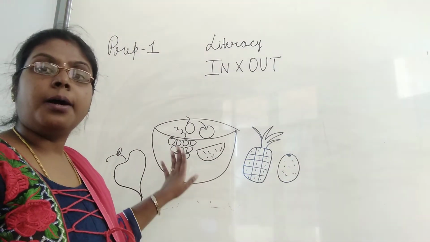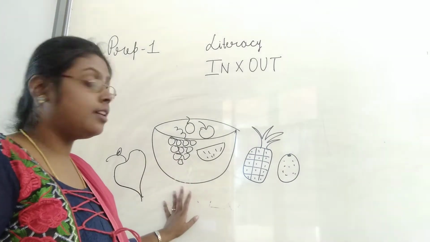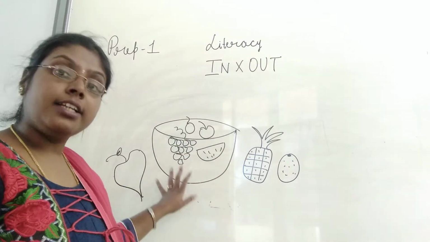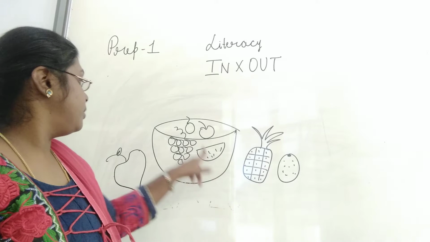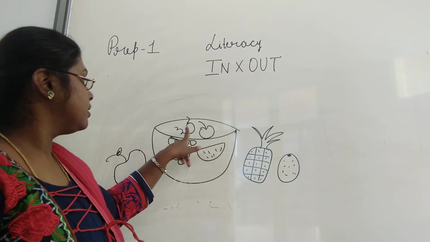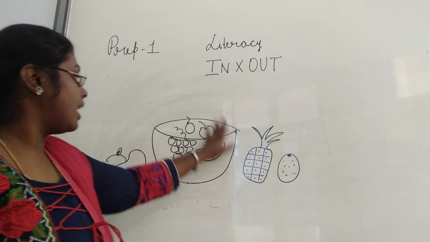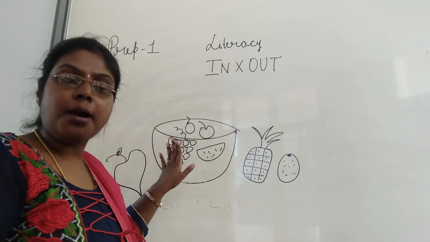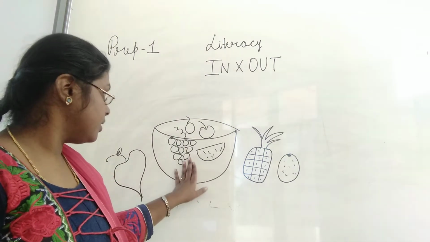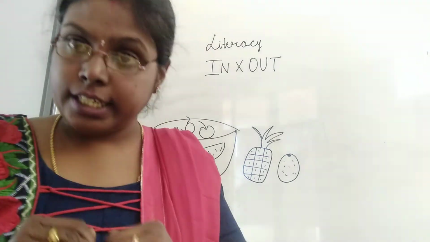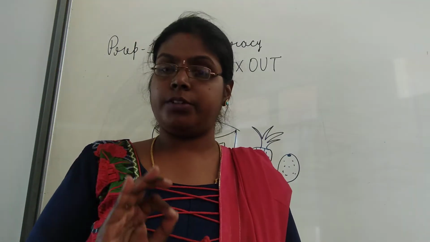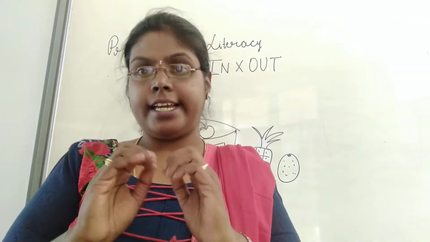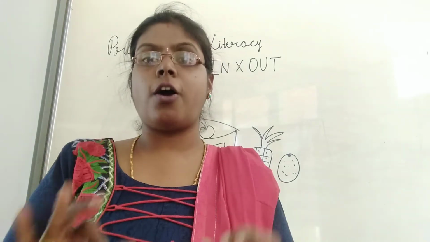I have drawn a basket, a fruit basket. Basket olagade yav yav fruits ide? Watermelon, grapes, apple and cherry. So these are the fruits inside the basket. So yav fruits basket olagade iddiyo adakke we will say in. So yav fruits basket olagade ene vastu olagade idre it is called in.